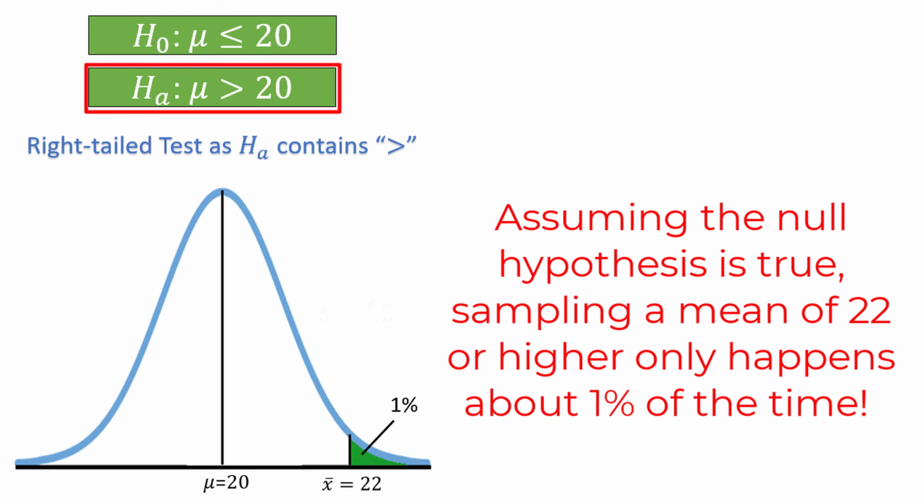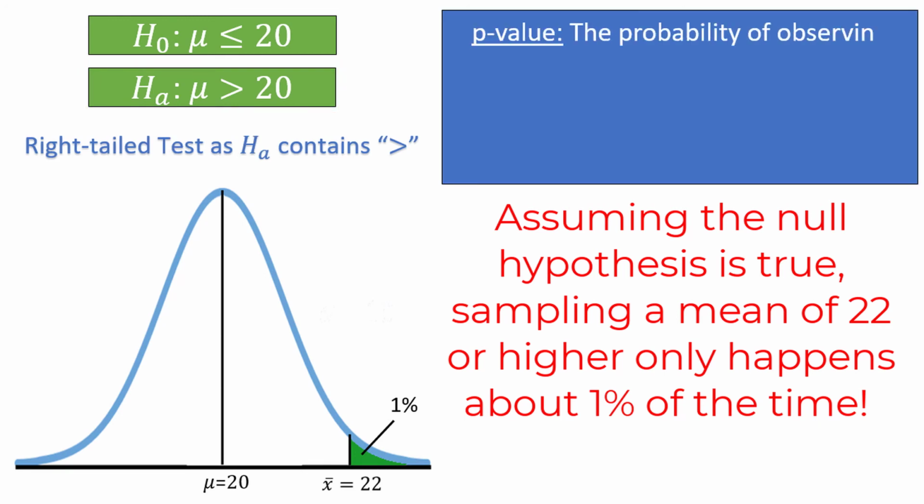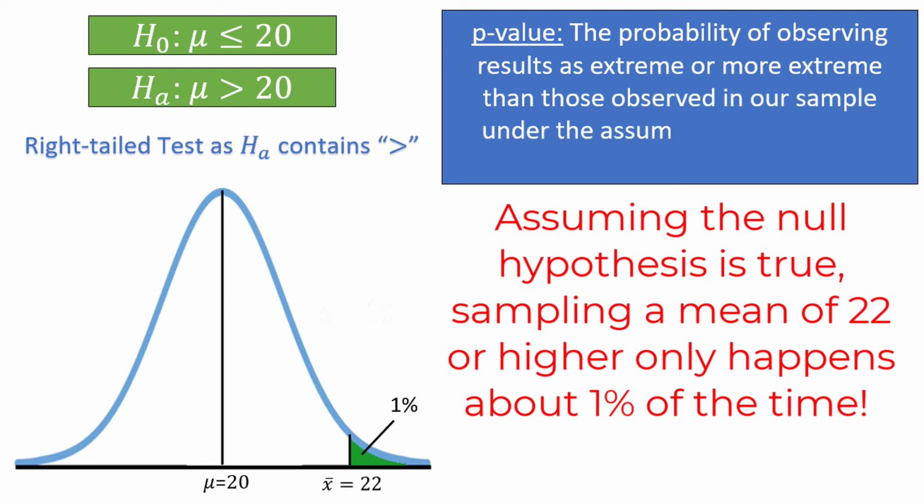This percentage is what we call a p-value, and is defined as the probability of observing results as extreme or more extreme than those observed in our sample, under the assumption that the null hypothesis is true. By more extreme, I mean further in the tail of the distribution than the sampled statistic.